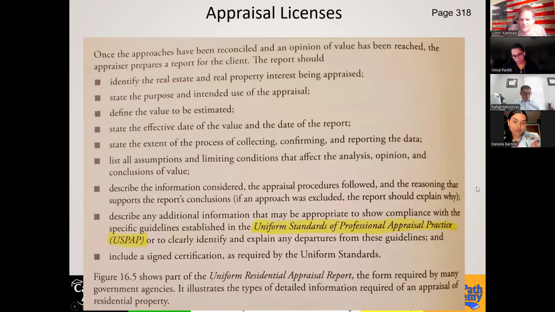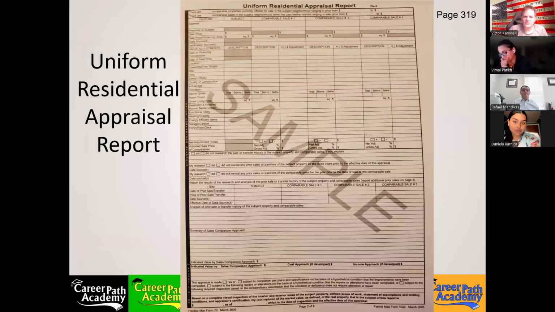And you can see on the next page, 319, is the actual sample appraisal report that the appraiser uses, that Uniform Residential Appraisal Report. Okay. What do they call it? The 1004 down the bottom here. You see, yeah, Form 1004. So this is the Uniform Residential Appraisal Report.